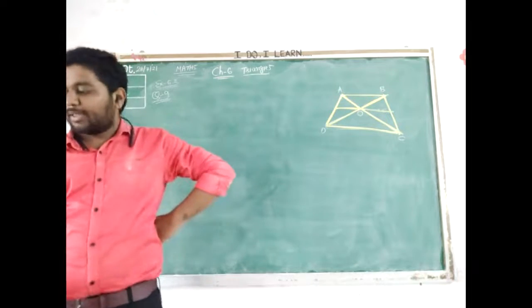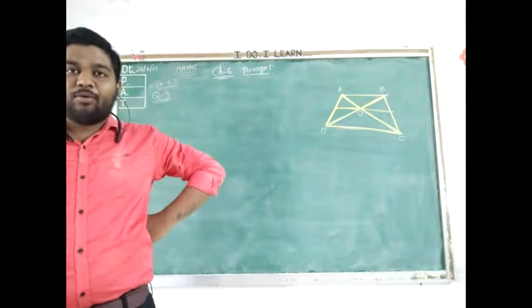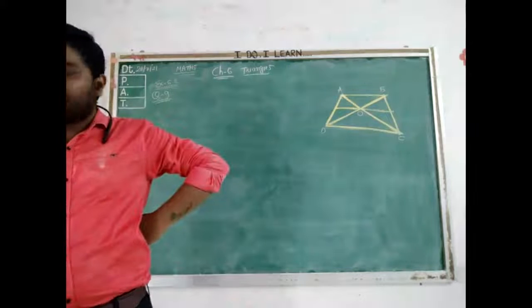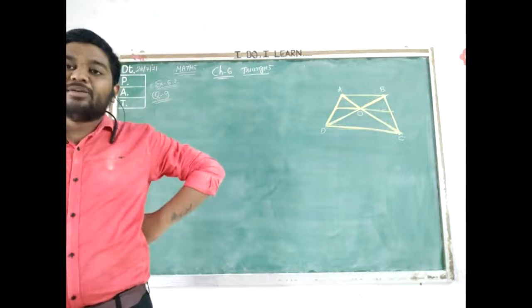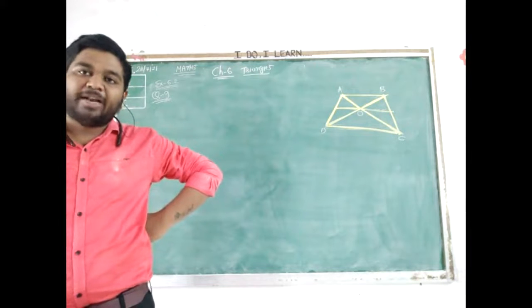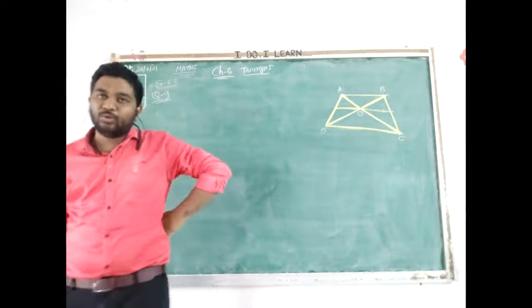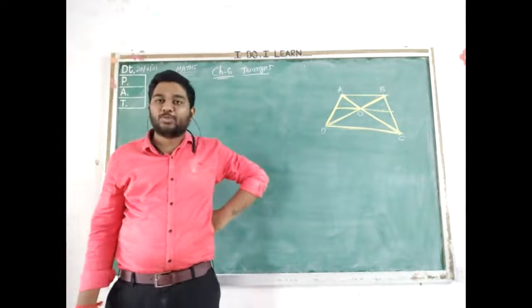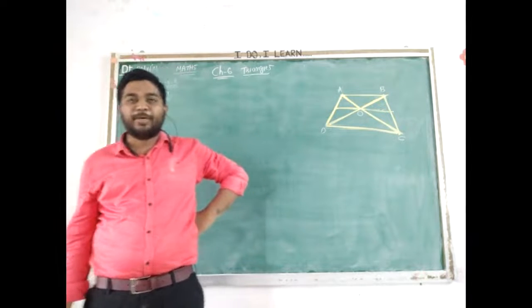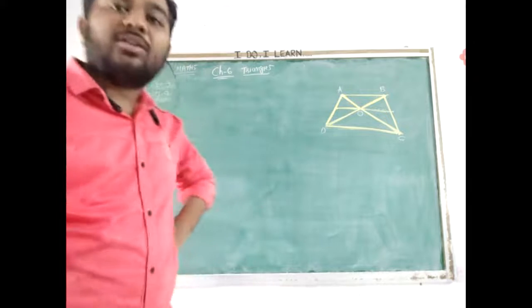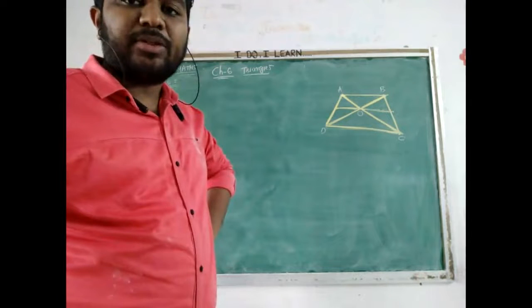Because you are seeing that you have to prove AO upon BO is equal to CO upon DO, that means first we have to draw a parallel and use the first theorem, theorem 6.1. I'm waiting for 5 minutes, and by 8:39 I'll ask this question to you.